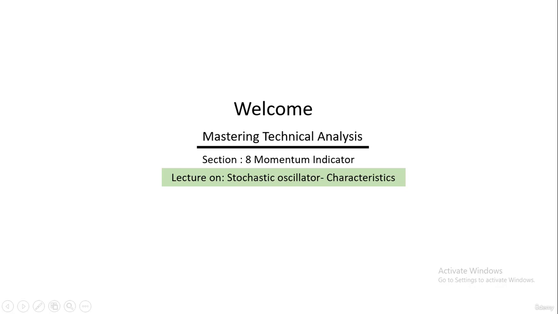In the previous lecture, I covered the relative strength index indicator on a price action chart. From this lecture, you will learn another strong momentum indicator, the stochastic oscillator. In this lecture today, I will be talking to you about the basic characteristics of the stochastic oscillator on a price action chart. So let's start.